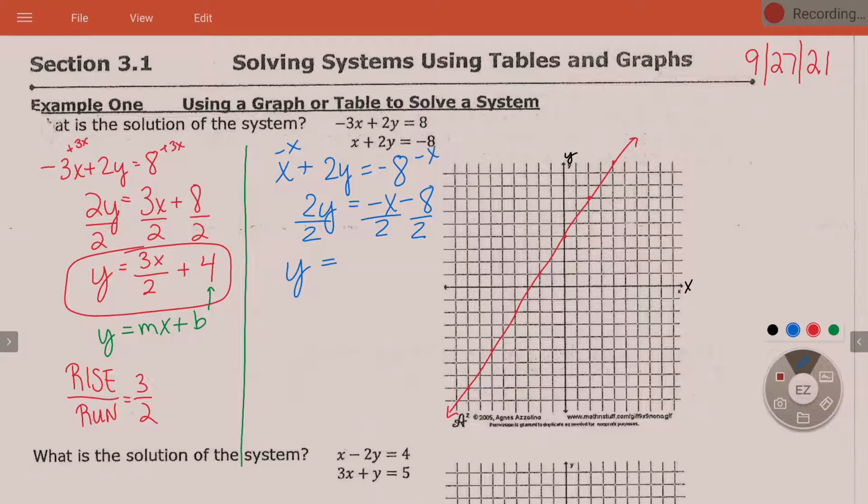2y divided by 2 is y. Negative x divided by 2. What's the invisible number in front of x? 1. And it's not that you have to write it in on that previous step, but you need to realize, oh, that's a negative 1x over 2. So I'm actually going to write this as negative 1/2 x, if you will. Minus 8 divided by 2 is minus 4.